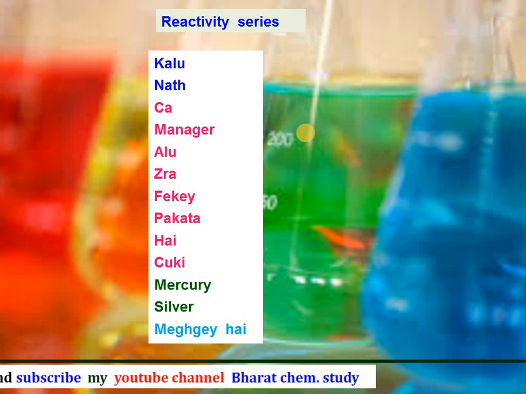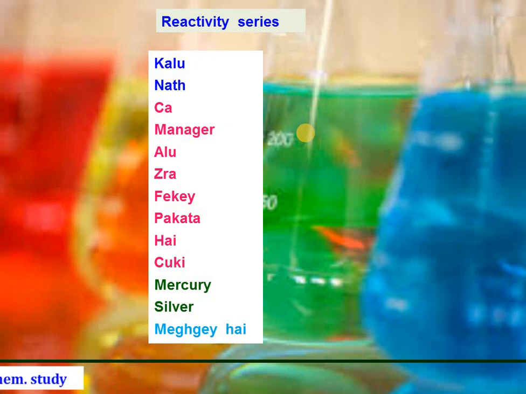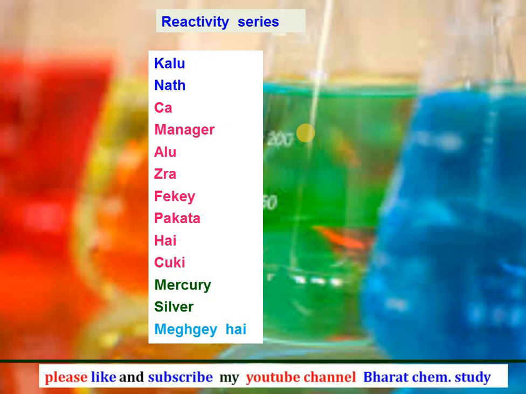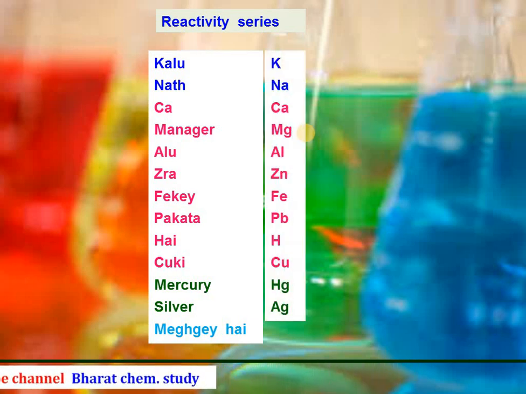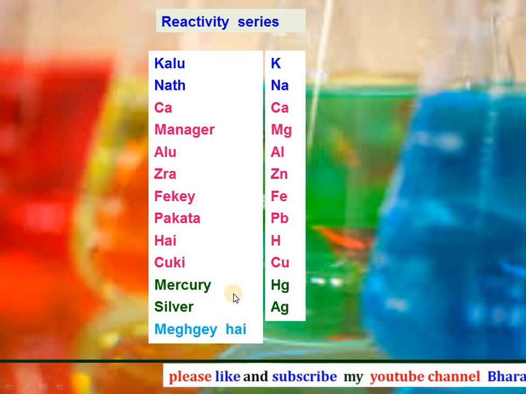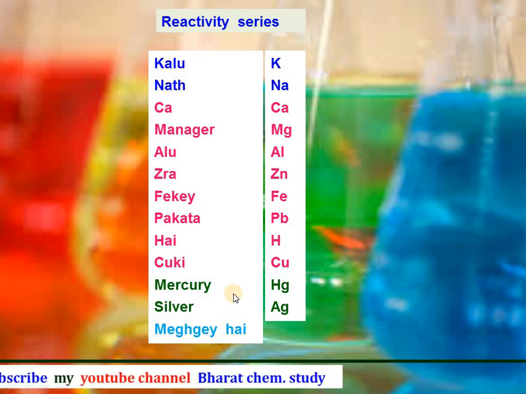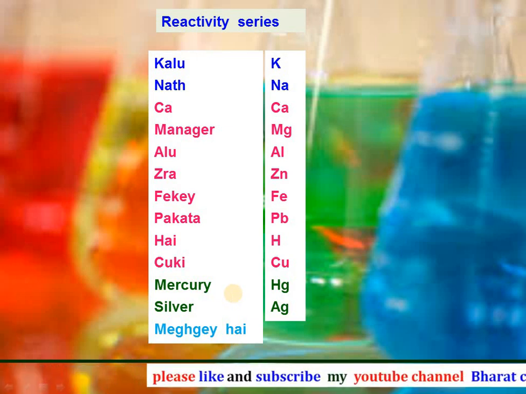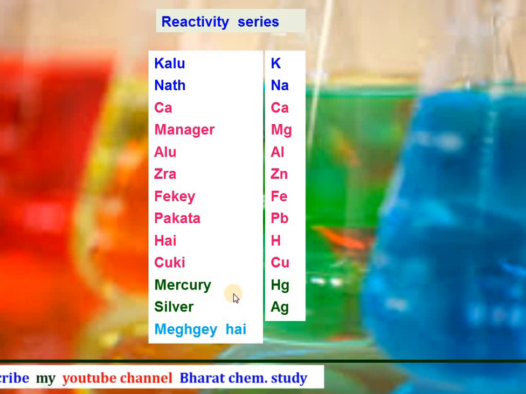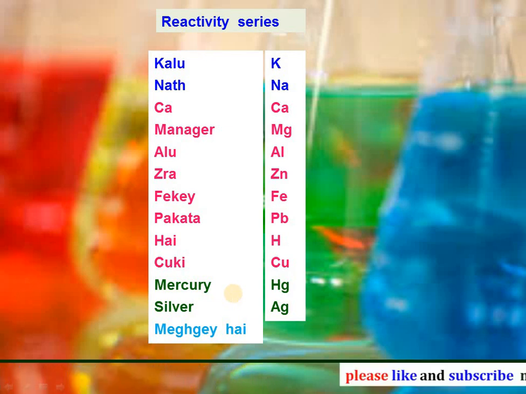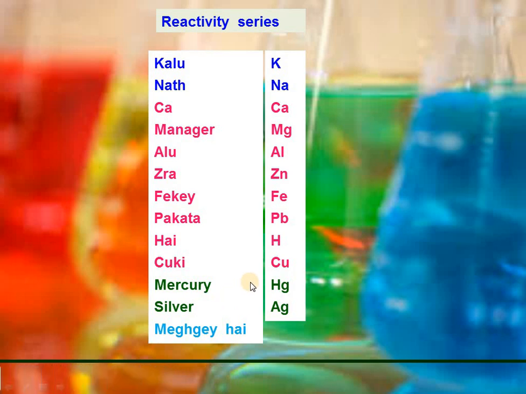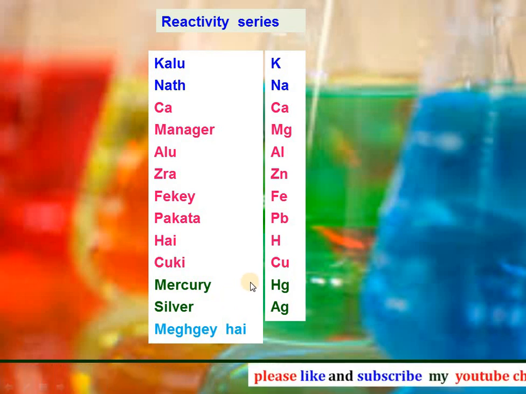कल्लू नाथ का मैनेजर आलू जरा फीके पकाता है क्योंकि मरकरी सिल्वर महंगी है. So we are going to discuss up to silver only. Kallu represents potassium, Nath represents sodium, Ka represents calcium, Manager represents magnesium, Alu represents aluminium, Zara represents zinc, Fike represents iron, Pakata represents lead, Hai represents hydrogen, Kyuki represents copper, Hg represents mercury, and silver's symbol is Ag. So this is the shortcut to learn the reactivity series.